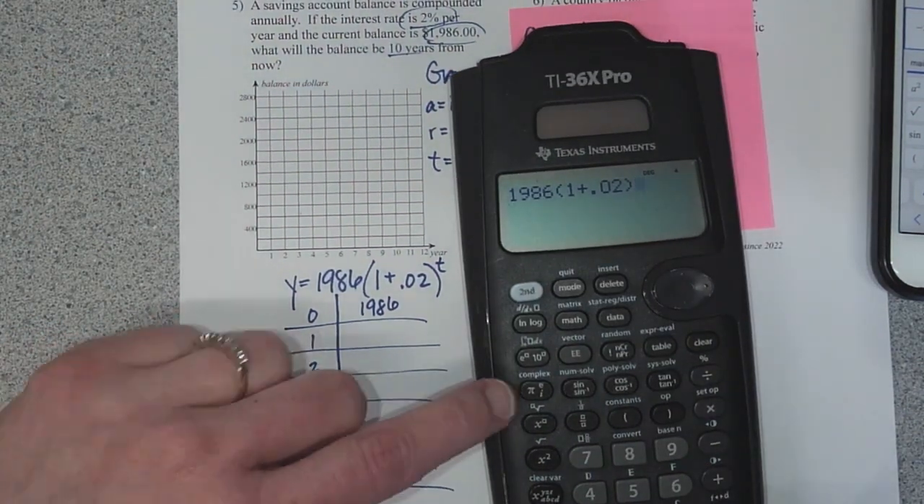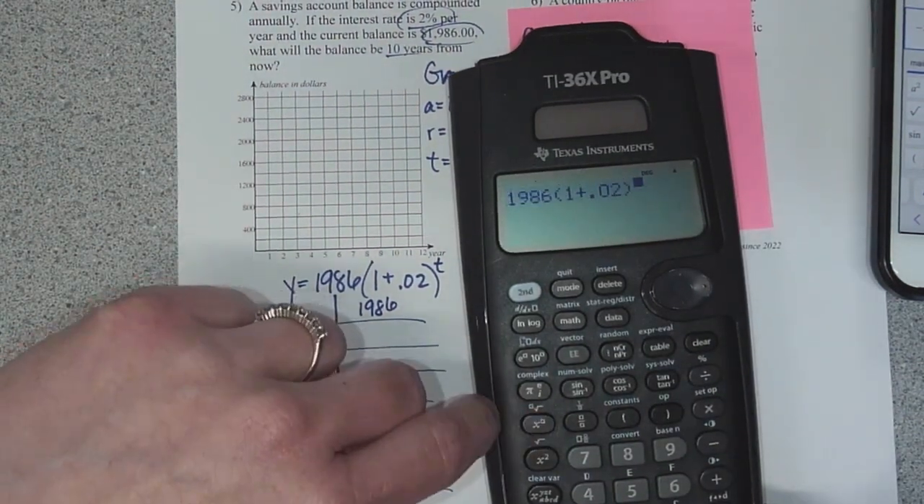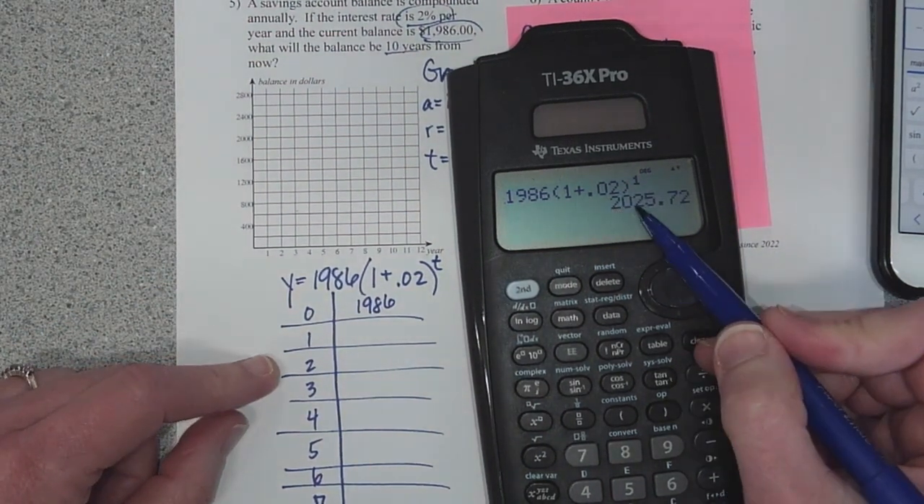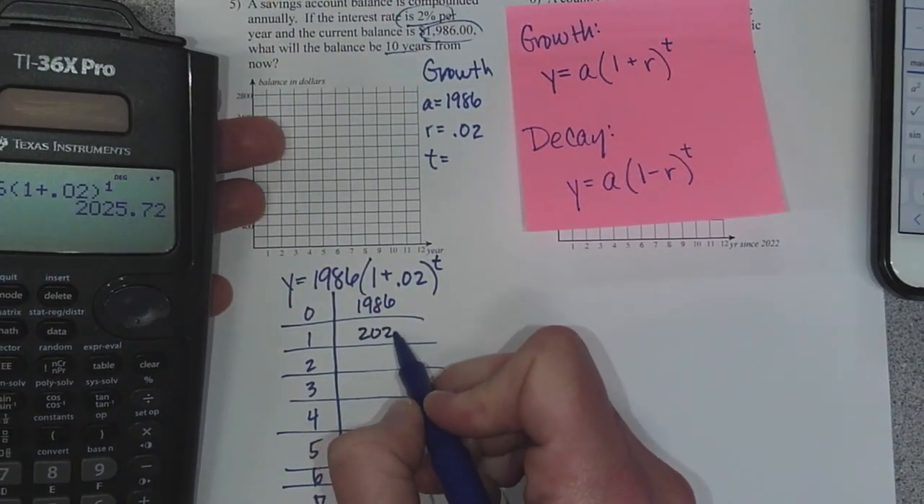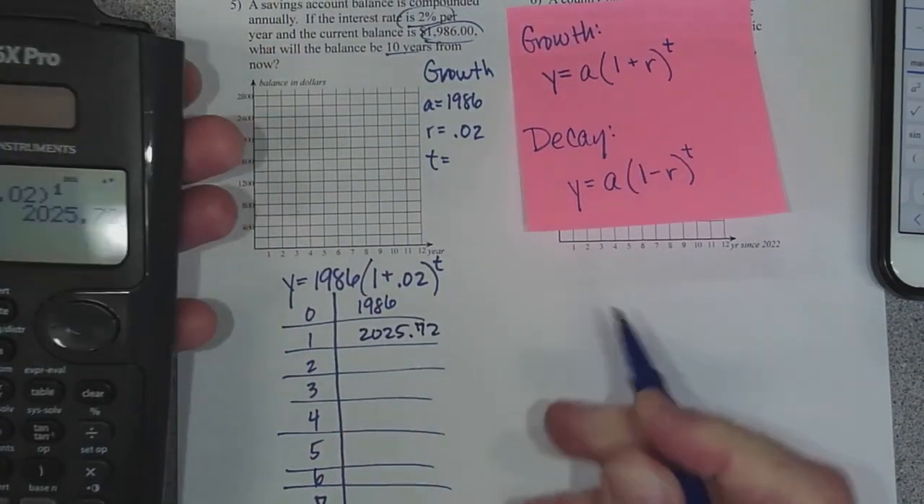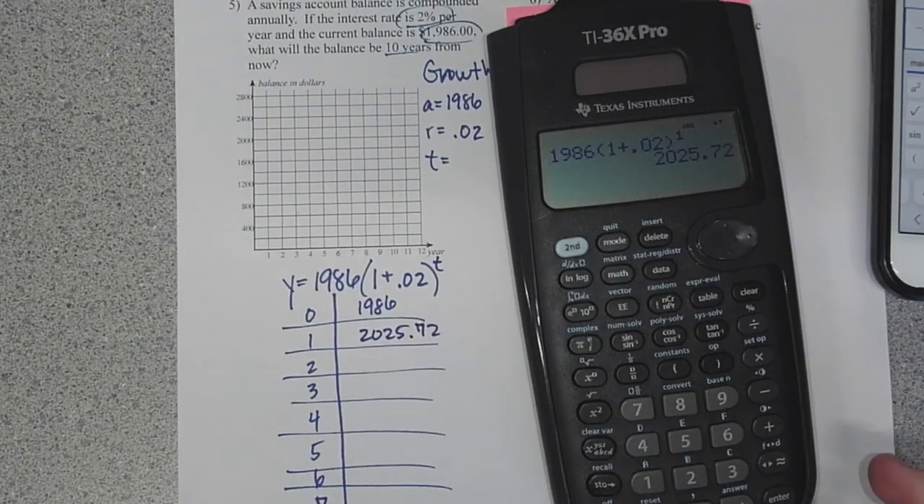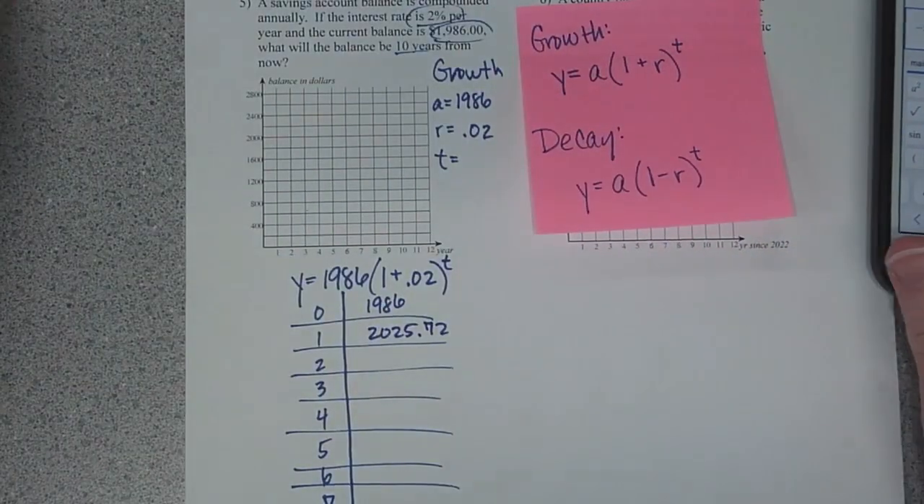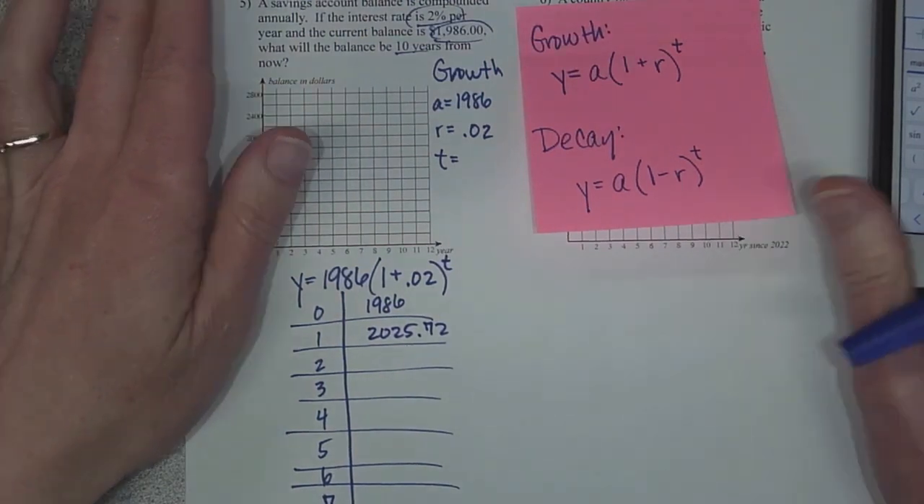So let's go ahead and skip to the 1. Do your exponent button, and we'll do x equals 1. 2025.72. This is money, so let's keep our dollars and cents. 2025.72. There we go. Now after 2 years, you would do the same thing, but you would put a 2 up here. I'm going to do it on my Desmos so that you can see it both ways.